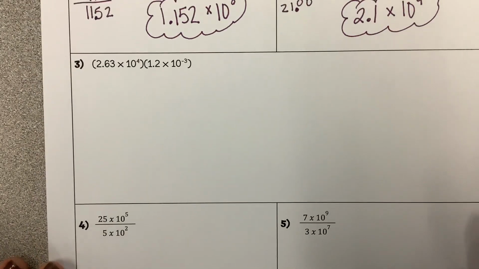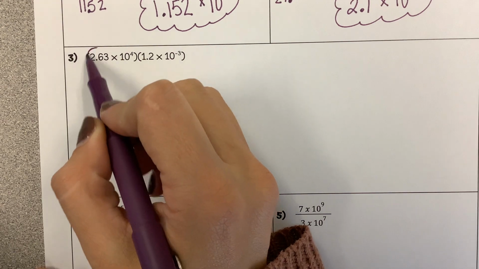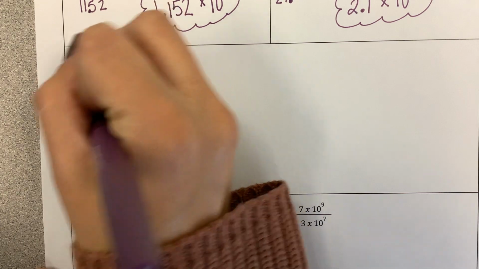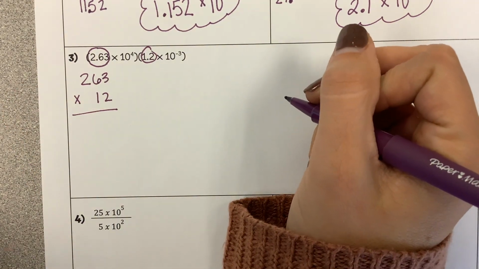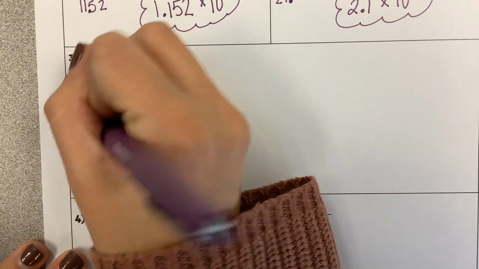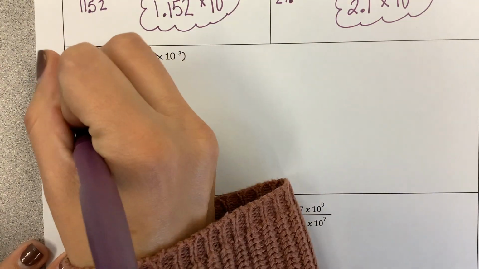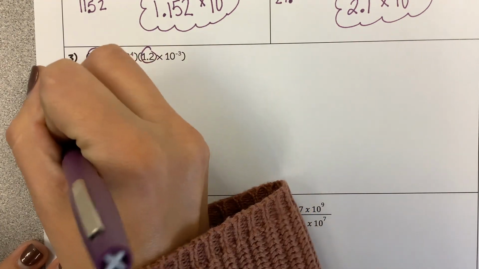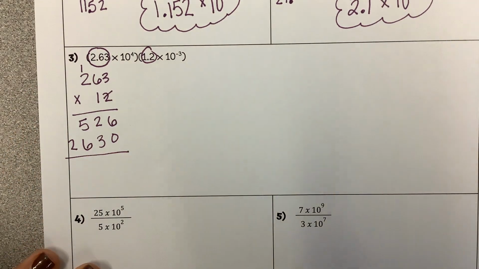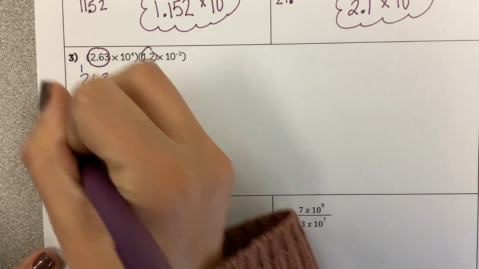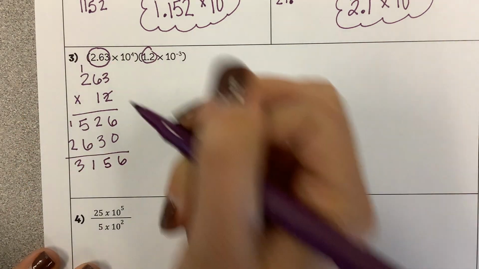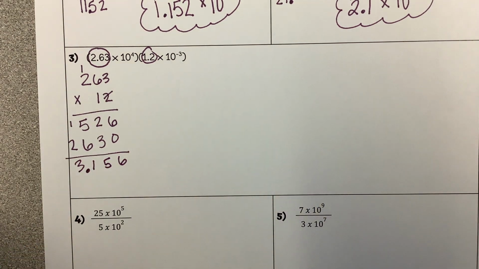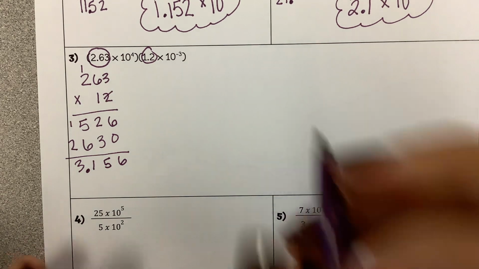Let's try one more with multiplication. Taking my numbers, 2.63 times 1.2, so 263 times 12. 2 times 3 is 6. 2 times 6 is 12. Carry the 1. 2 times 2 is 4, plus 1 is 5. 0 placeholder. 1 times 3, 1 times 6, 1 times 2. Add them together. 6, 5, 11, 3. And there were 1, 2, 3 decimal places, so it should be 3.156.